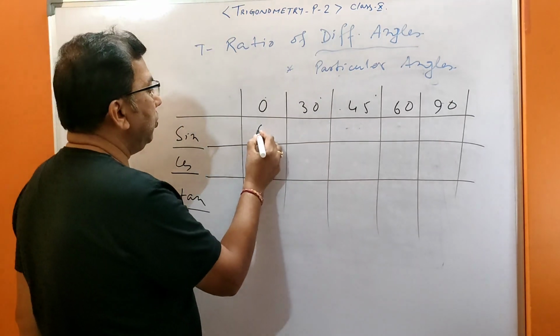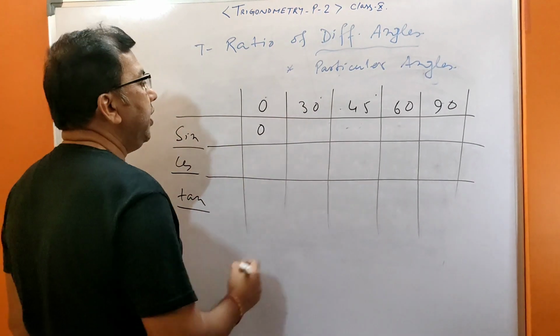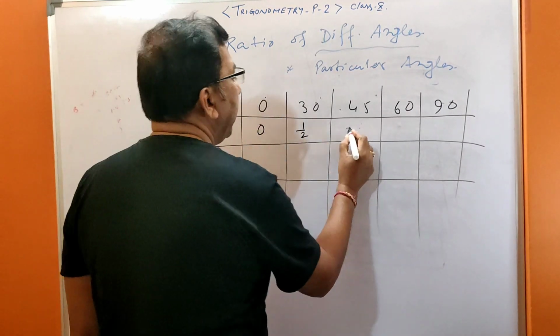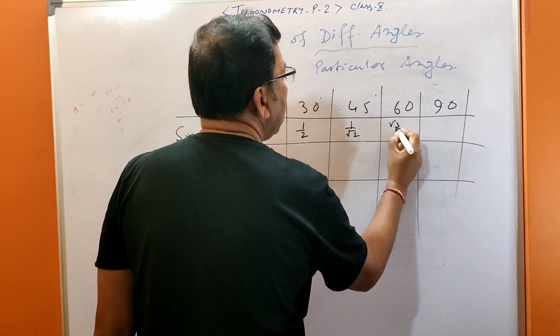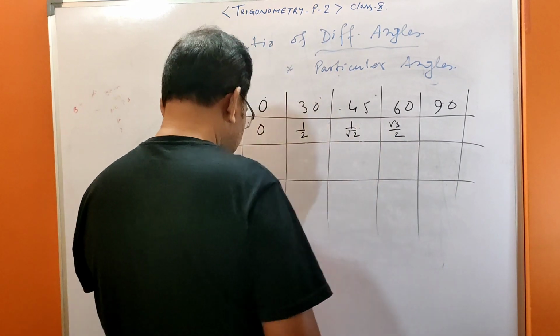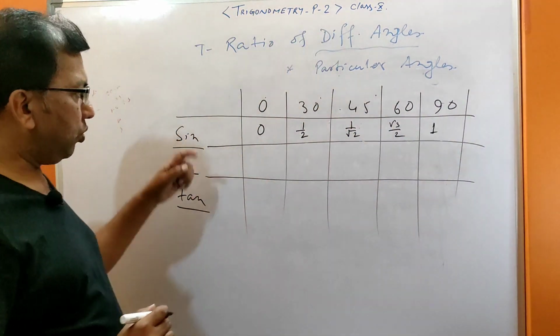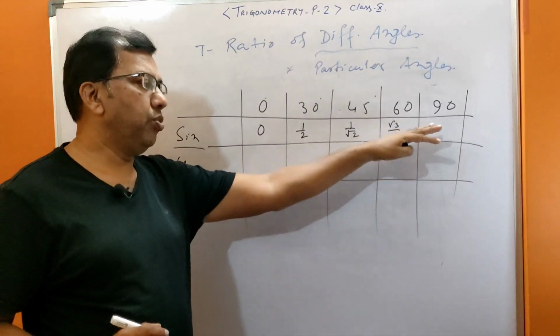Sin 0, 0. Sin 30, half. Sin 45, 1 by root 2. Sin 60, root 3 by 2. Clear? And sin 90, 1. You have to write 0, half, 1 by root 2, root 3 by 2, 1.